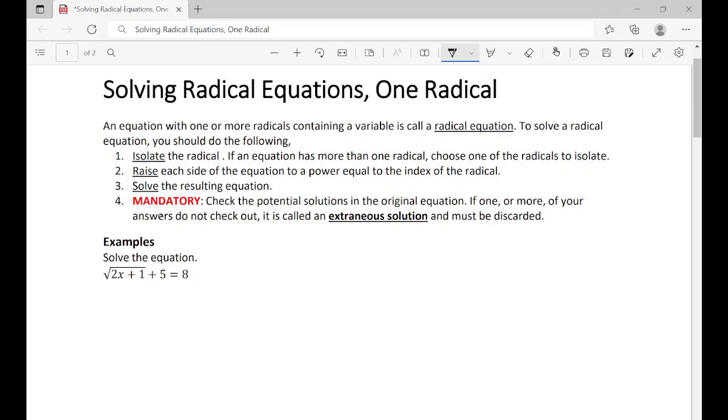And fourth, and it is mandatory, check the potential solutions in the original equation. If one or more of your answers do not check out, it's called an extraneous solution and must be discarded. If you do not do step 4, there's a chance that the answer you get may be wrong. So you have to do step 4. You have to check and see if it's true.